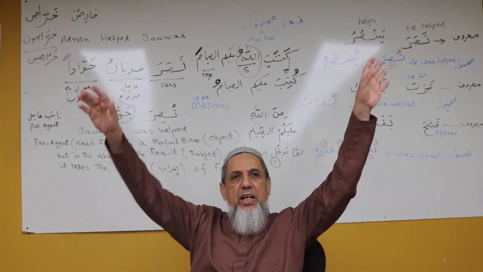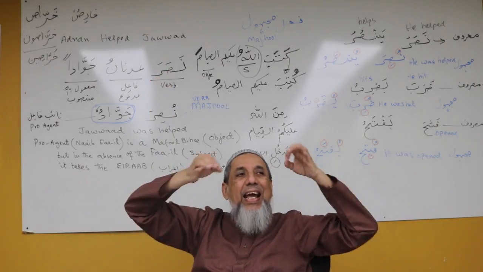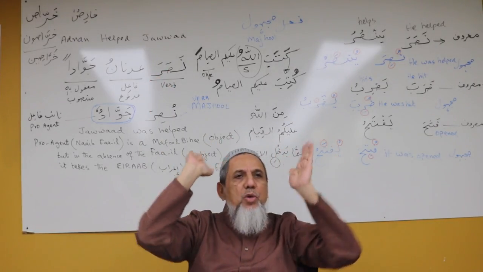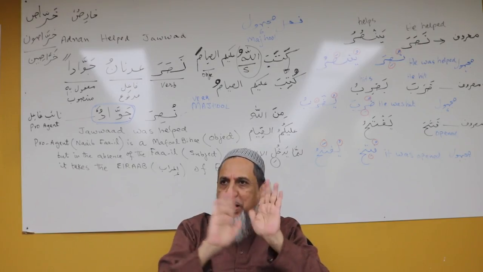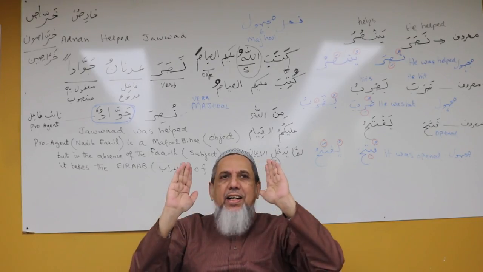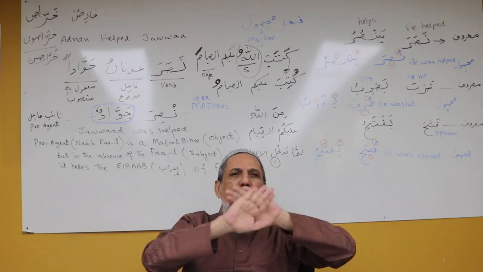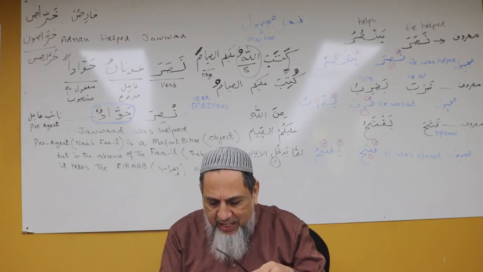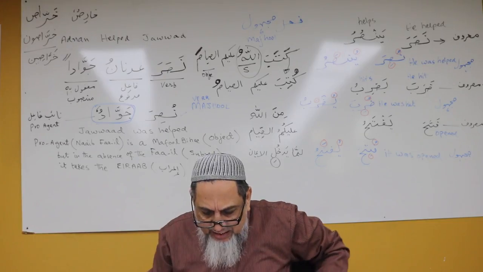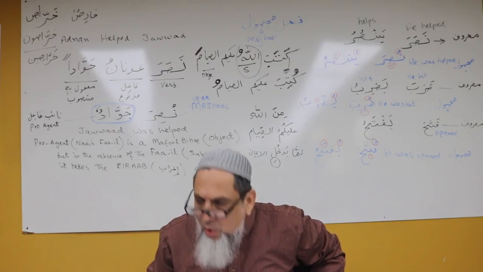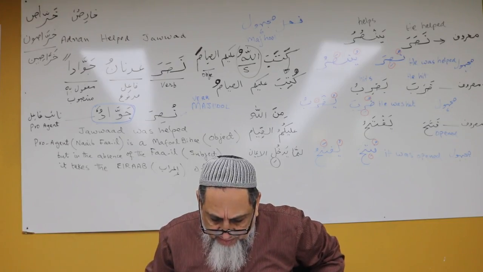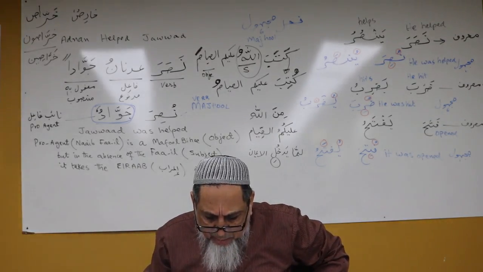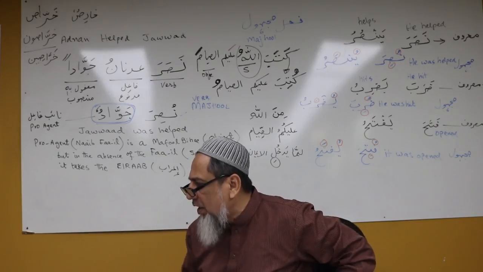So listen to me here. Rule number 1, any sentence that starts with a verb is a verbal sentence. Rule number 2, the fa'il is always marfu. Now rule number 3, in a verbal sentence, the verb must come before the subject. If the subject comes first, it will not be a verbal sentence, but will be a nominal sentence.